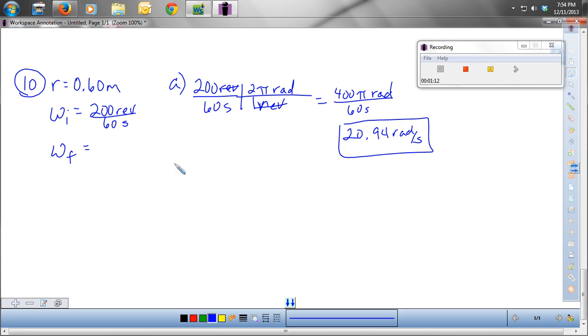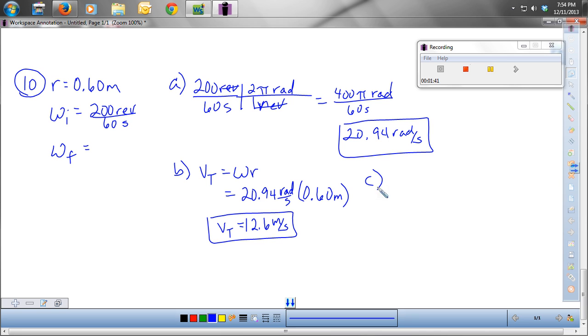Okay, part B wants me to convert that into a linear velocity. So tangential linear velocity is equal to omega r. So I had 20.94 radians per second, and I'm going to multiply that by 0.60 meters. And when I did that, I got 12.6 meters per second was my tangential velocity.